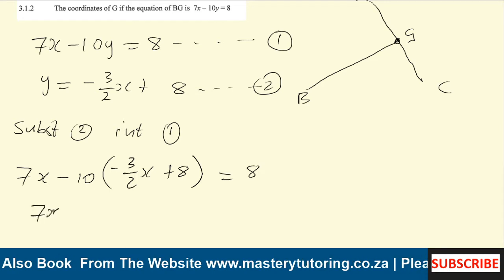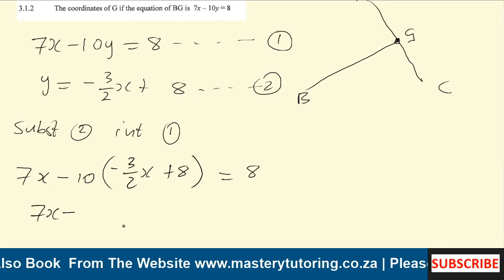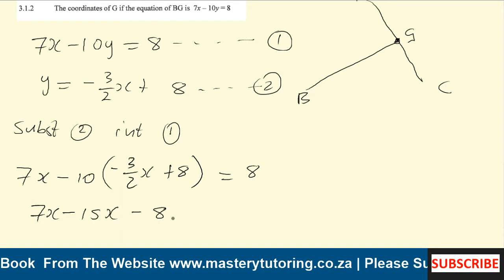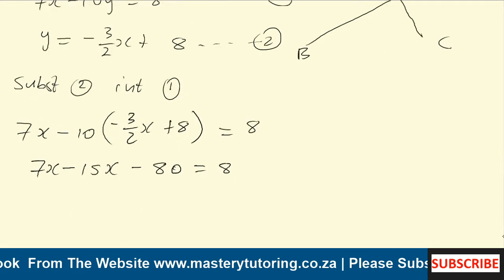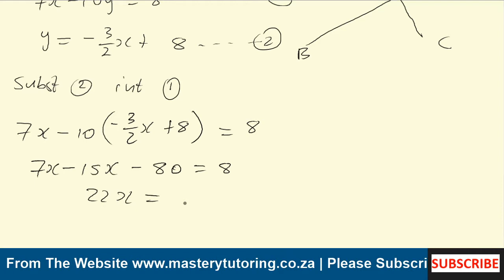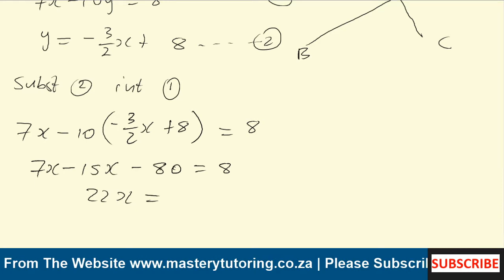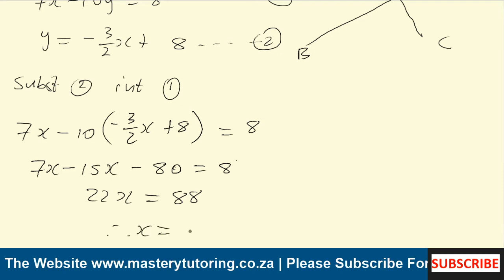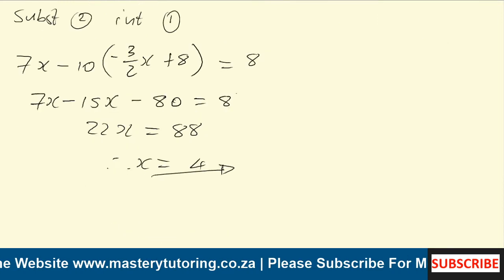So this becomes 7x minus 15x minus 80 is equal to 8. So now 22x is equal to, we take this one to the other side, becomes 88. Therefore x is equal to 4. So this is our x coordinate.